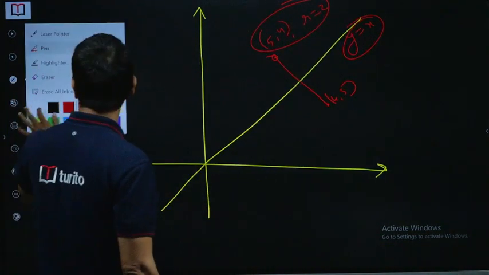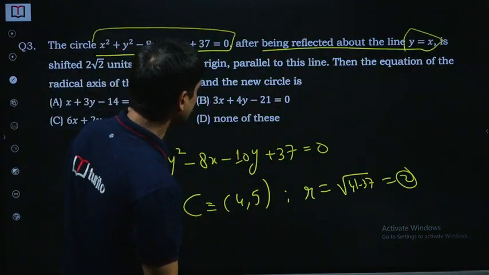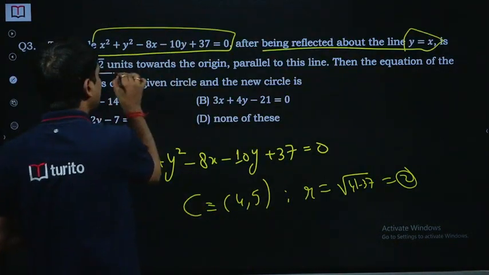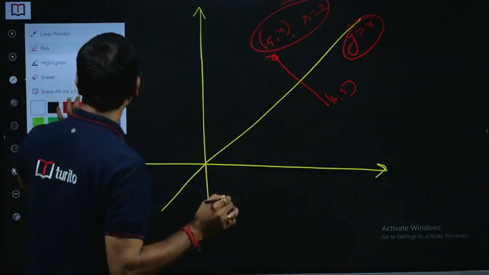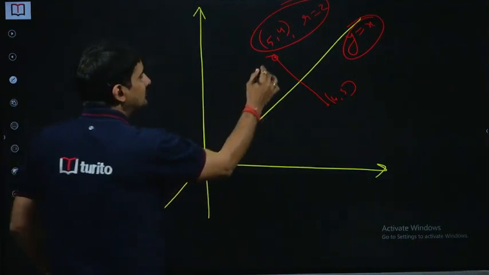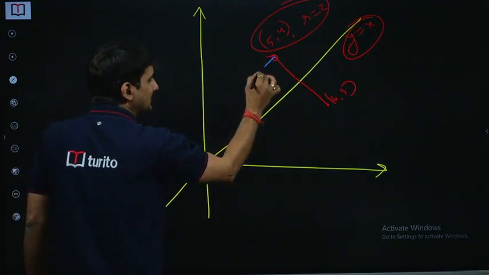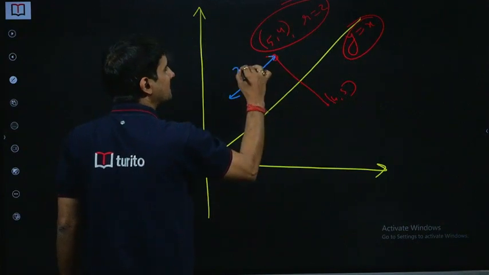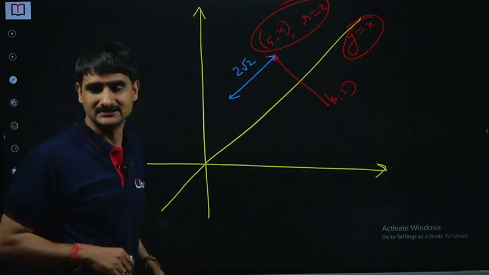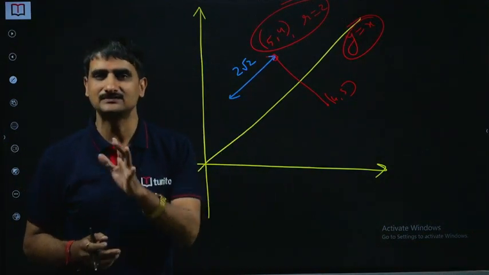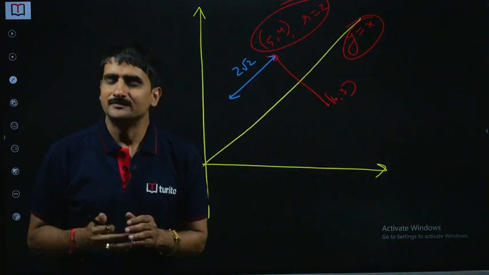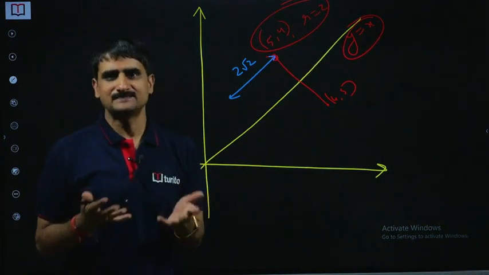So that's it. Now moving to the next step, parallel. Now it's shifted by root 2 units towards the origin parallel to this line. So this is shifted towards the origin parallel to the line, 2 root 2 units. We have already seen this, that if you move along the line whose slope is +1 or -1, along that line, or any line which is parallel to that line.